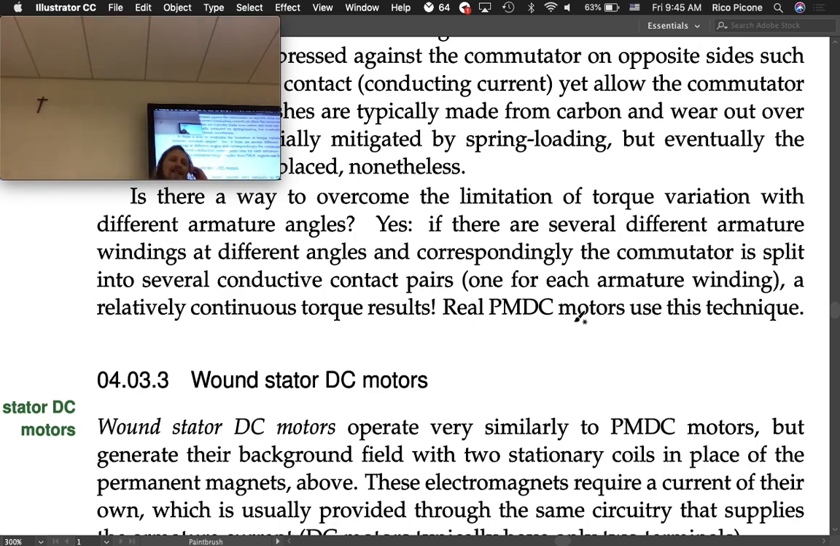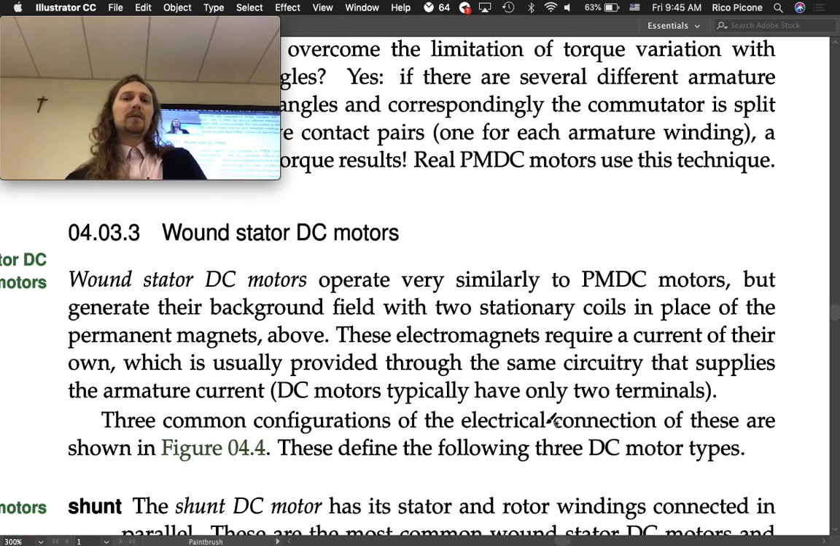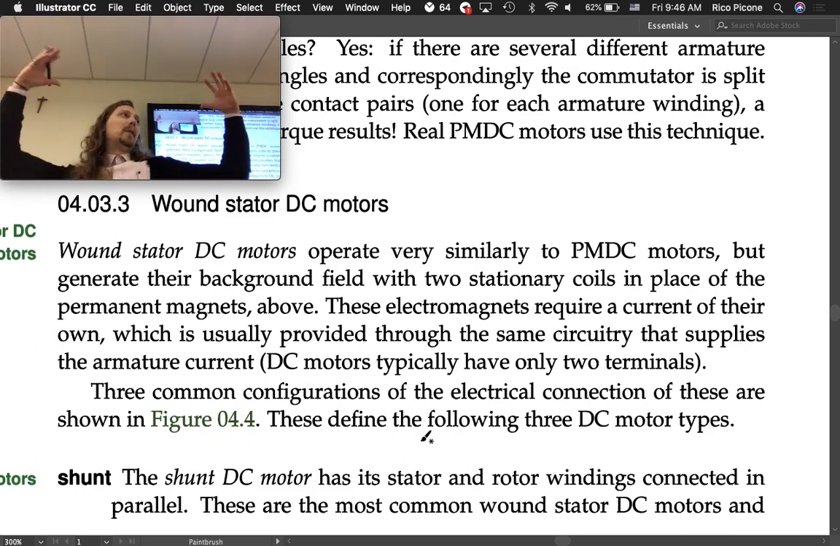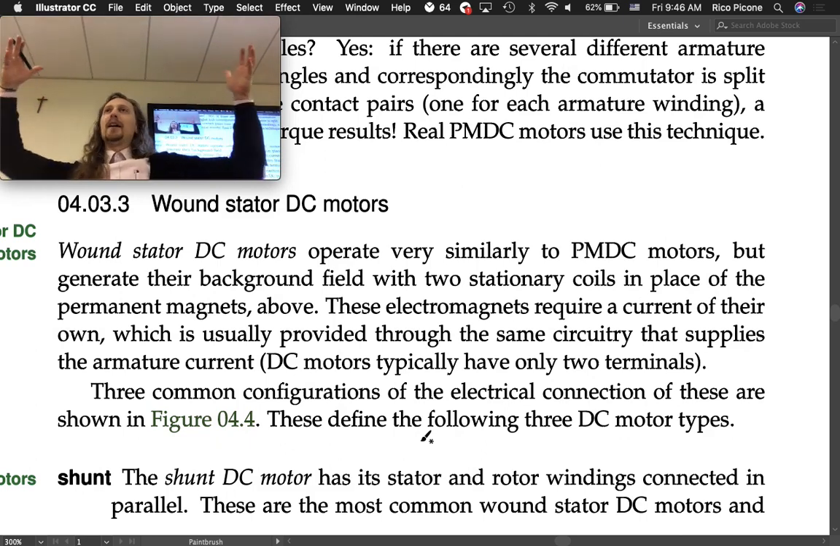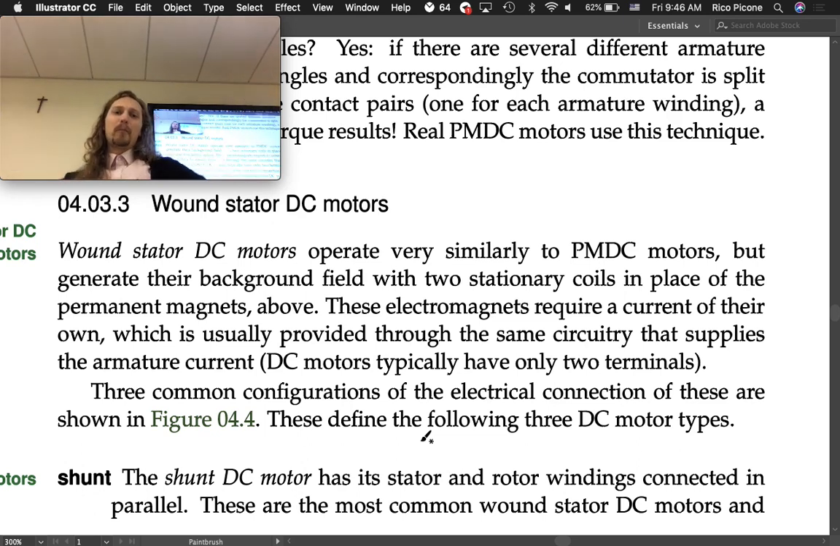Now let's talk about wound stator DC motors. They operate very similarly to PMDC motors, but generate their background field with 2 stationary coils in place of the permanent magnets above. So we had those 2 permanent magnets, but instead of doing that, we're going to use electromagnets to provide that background field. These electromagnets require a current of their own, which is usually provided through the same circuitry that supplies the armature current. So DC motors typically only have 2 terminals.